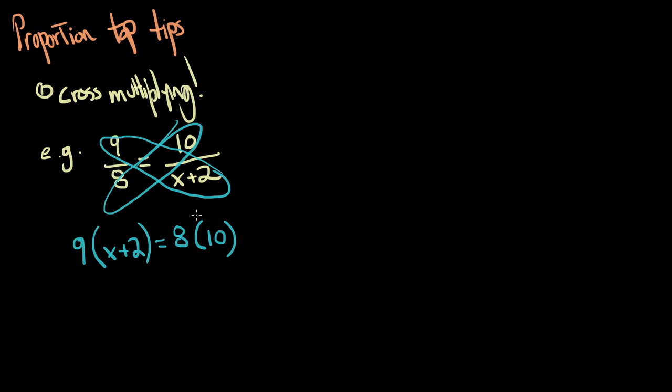If you're going to go wrong, if you're a kid in my class, you know I always draw these little arrows to show you that you're multiplying by that. You're going to forget multiplying by that positive 2. So please don't forget that. Please, please, please. So this is 9x plus 18. It's going to be equal to 80.